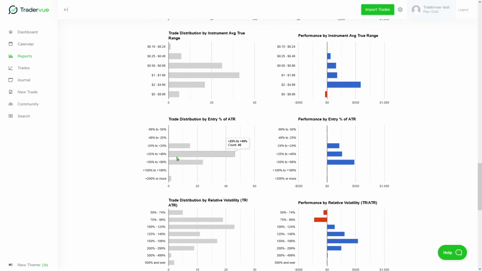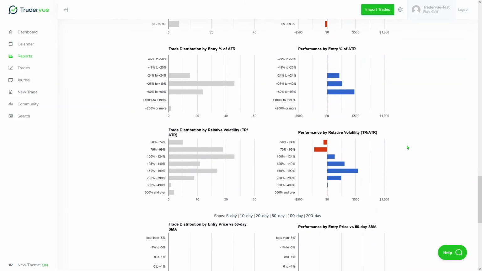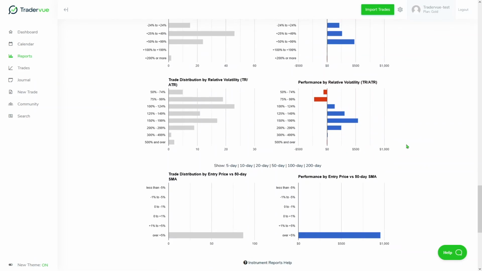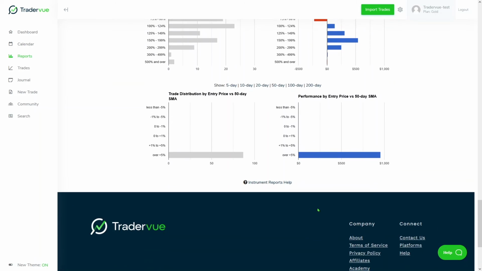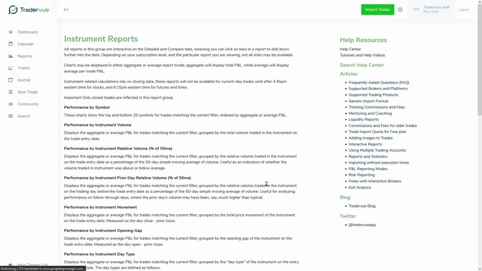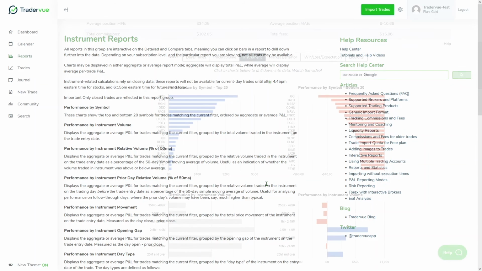And if we scroll lower, we can then see more information that could be of a lot of value to our trading. However, if you want to get in more detail on how each instrument report works and what information it is telling you, you can always click here, Instrument Reports, and it should take you to a web page that provides you with all the information you need.